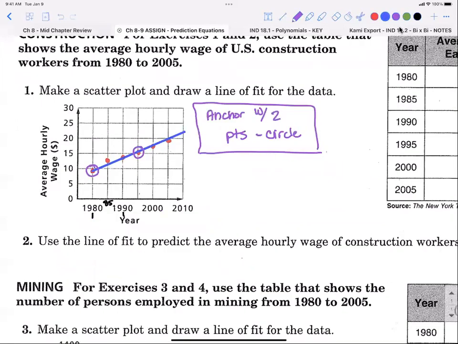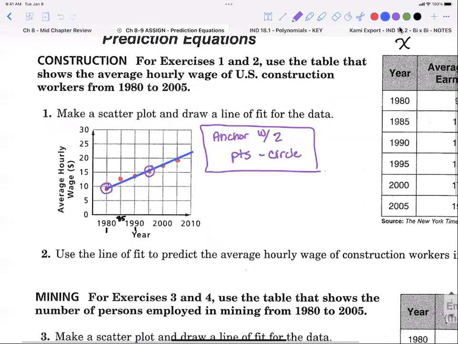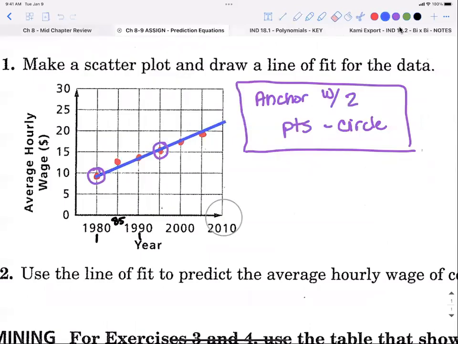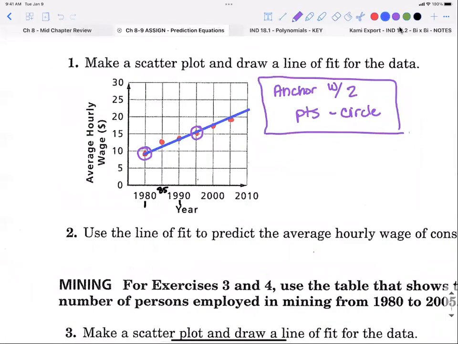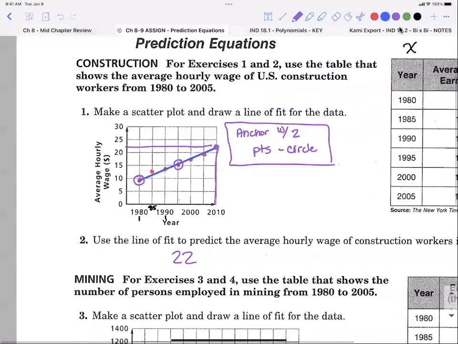Use the line of best fit to predict the hourly wage in 2010. Here's 2010. Follow it up. Where does the line cross? Make a prediction. What do you guys think? About halfway between 20 and 25. So what would you say it is? Maybe a little under half? 22 makes sense? Because I'm looking at this point right here. 2010, where does it intersect? I'd call that about 22. Somebody else might call it 23. Somebody else's line of best fit might be a little different, and that's okay, as long as you're not saying 48, okay?